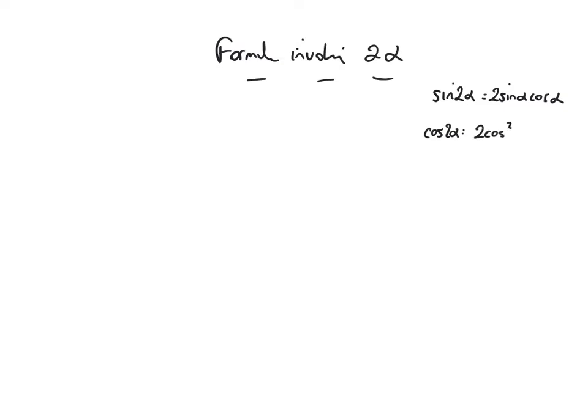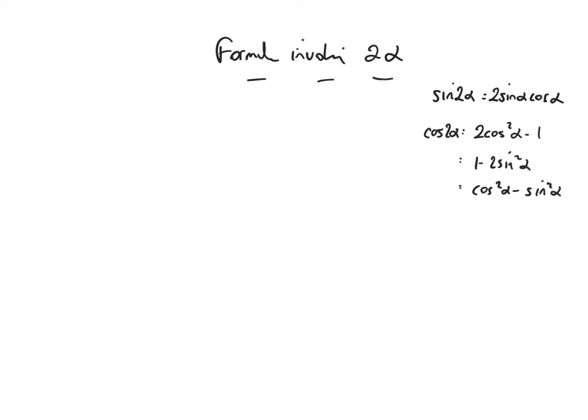Okay, we're going to be looking at some work we can do with the formulas that we've already seen involving 2 alpha, you may have seen it as 2 theta. Those being sine 2 alpha equals 2 sine alpha cos alpha, so that's one of our double angle formulas as we call it. We've also got cos 2 alpha can be written as 2 cos squared alpha minus 1, also 1 minus 2 sine squared alpha, and it can also be written as cos squared alpha minus sine squared alpha.